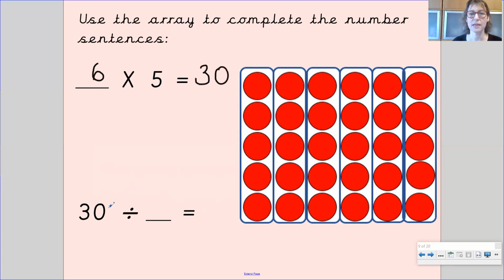So 30 divided by the number of groups. So we had 6 groups and there are 5 in each group. So 30 divided by 6 equals 5. And again, you can see the answer when we did the multiplication has become the number at the beginning of the division.